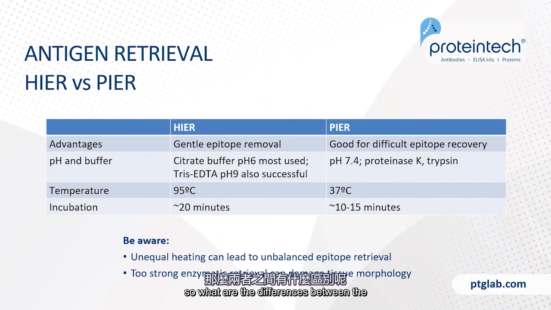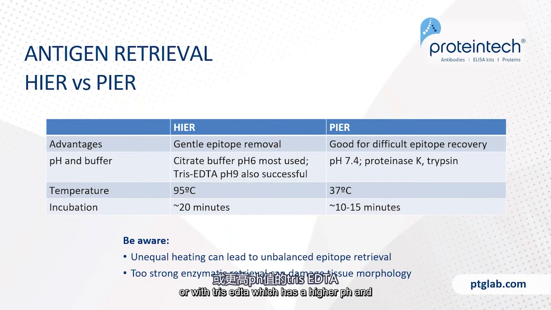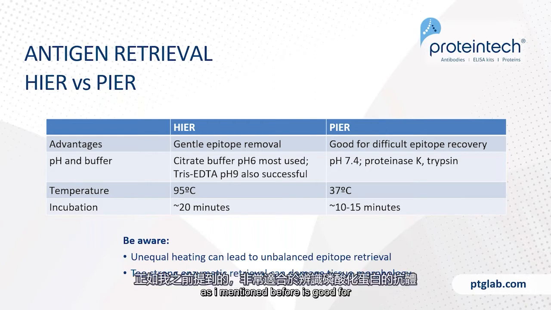So what are the differences between the two? Heat-induced epitope retrieval is where a slide is heated up in a microwave or a pressure cooker, often with a citrate buffer at around pH 6, or with Tris EDTA, which has a higher pH. And as I mentioned before, it's good for antibodies against phosphotyrosine.